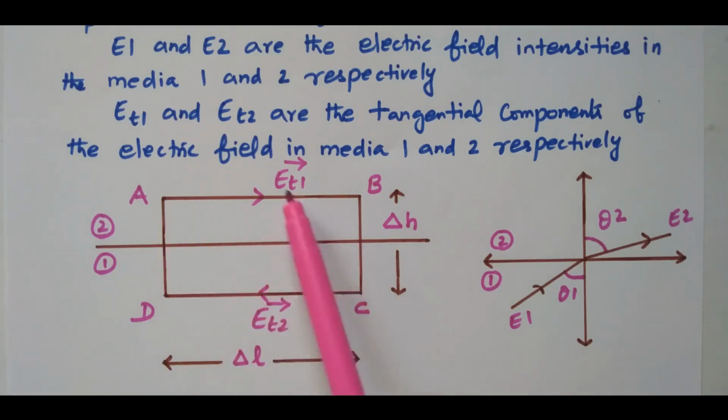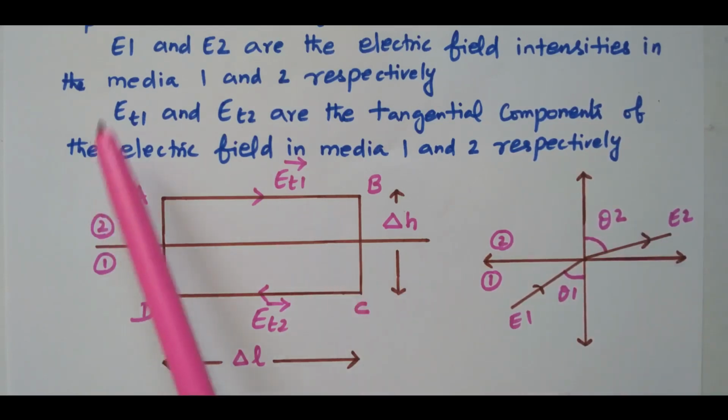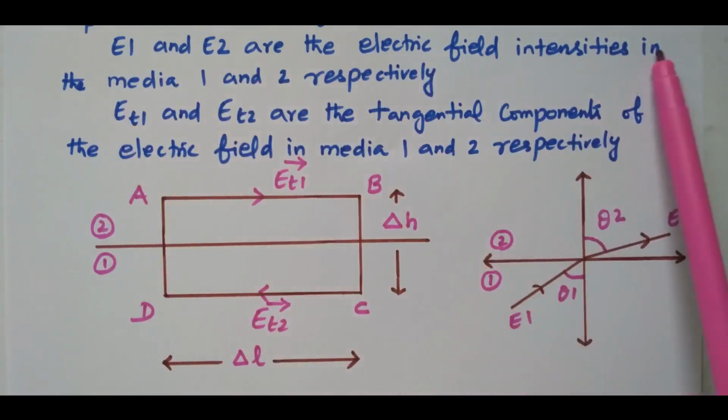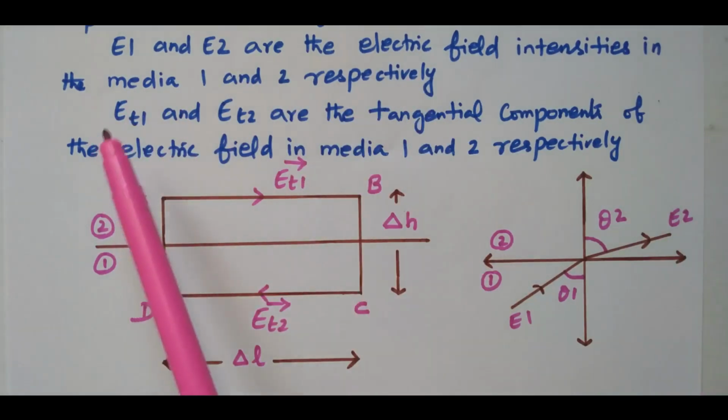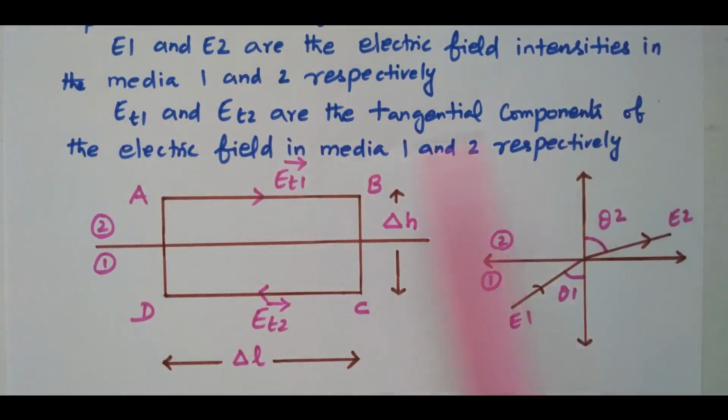In AB we have ET1, the tangential component of electric field intensity. In CD we have ET2. See the direction, both are opposite, so this is negative. And see the vector diagram. This is the tangential component, this is the normal. Electric field intensities are E1 and E2. This is the angle of incidence, theta 2 is the angle of emergence. E1 and E2 are electric field intensities in media 1 and 2. ET1 and ET2 are the tangential components of electric field intensity in media 1 and 2.